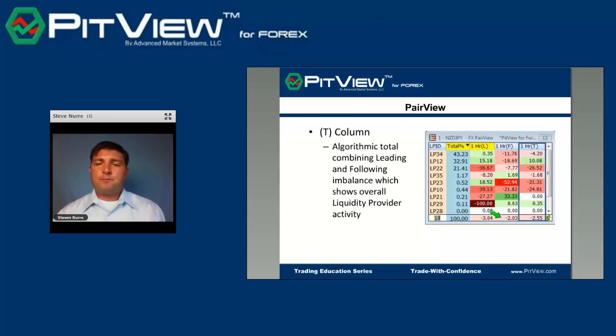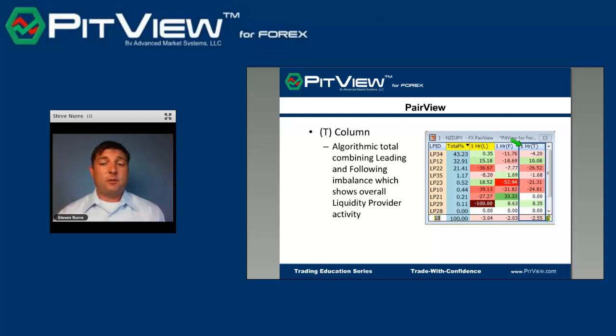And then over here, a column that I personally use quite a bit, which is the T column, the total column. What that is, it's going to take an algorithmic total. It's going to base it off the percentages. Obviously, if a liquidity provider is more active leading inside the bid or ask than they are following, what the total column is going to do is combine all the activity, whether they've led or followed inside the bid and ask, based on an algorithm. That's going to give you a total. It's going to give you an overall view of the liquidity provider activity total based on both leading and following.